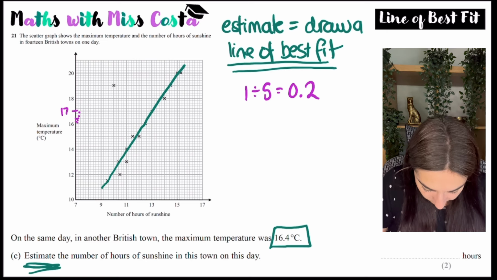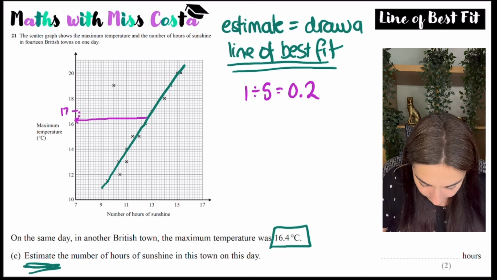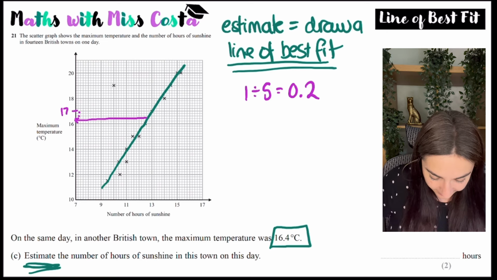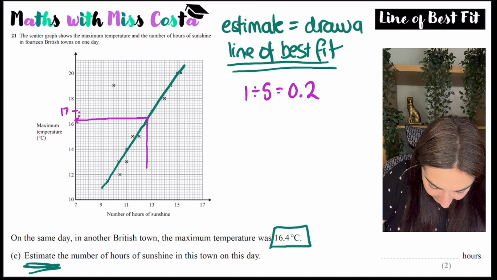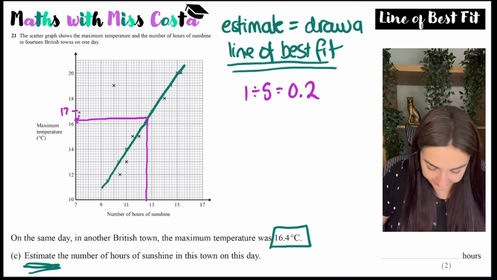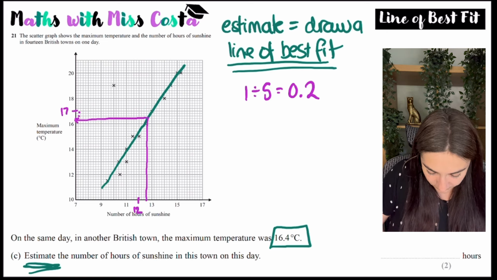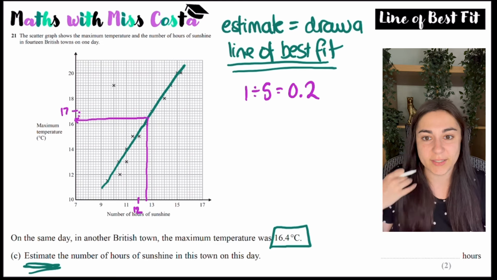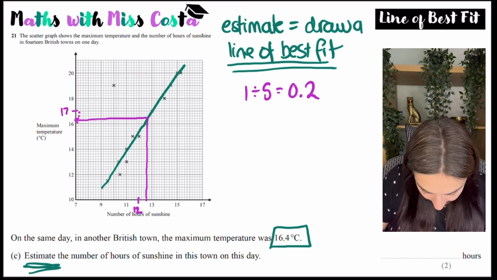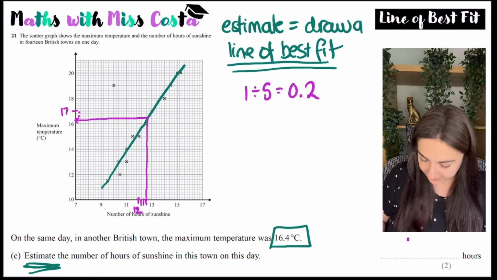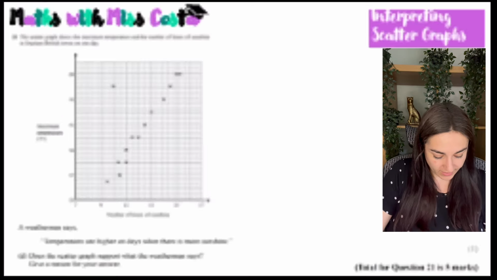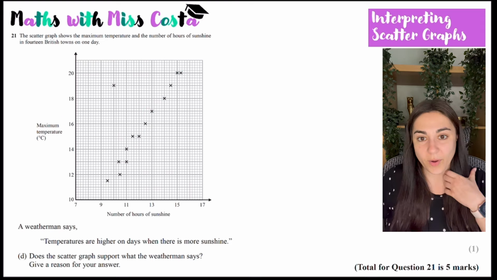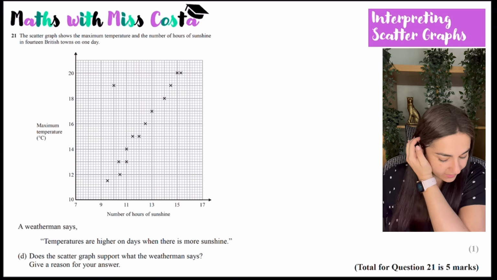So I go across, so 16.4 would be over there. I go across to my line and then down to the x-axis. So I know that this value here would be 12. Once again, each little square moves up by 0.2, so that would be 12.6 hours.